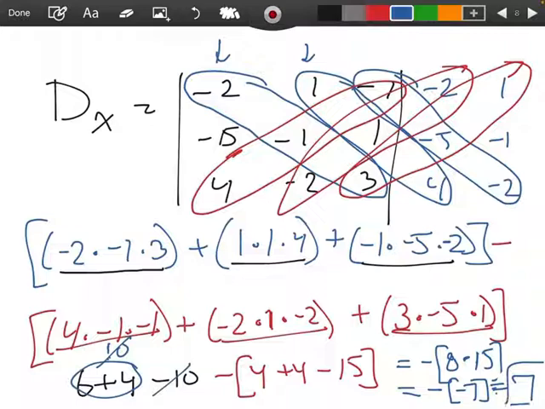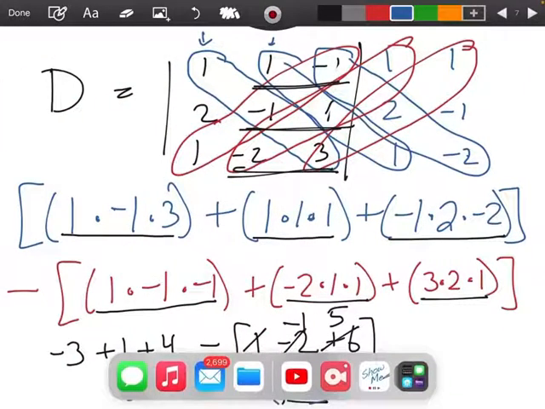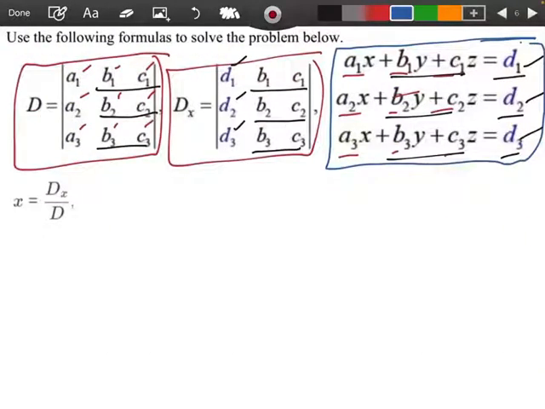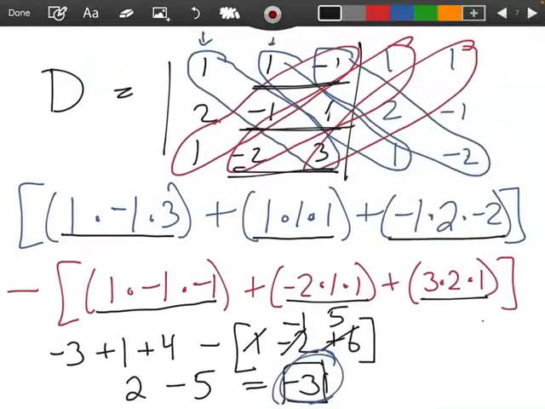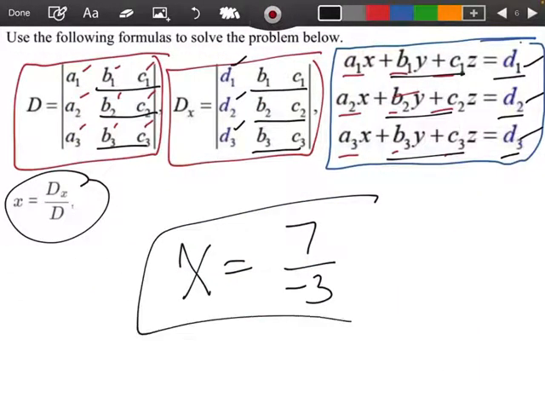Okay. So look, here's my Dx, right? There's my value for D right there. And so my x value, y'all, is the Dx determinant, which we came up with 7, divided by the D determinant, which we came up with -3. And that's how I do this by hand, okay? I'll put another video on how to do it using your calculator.